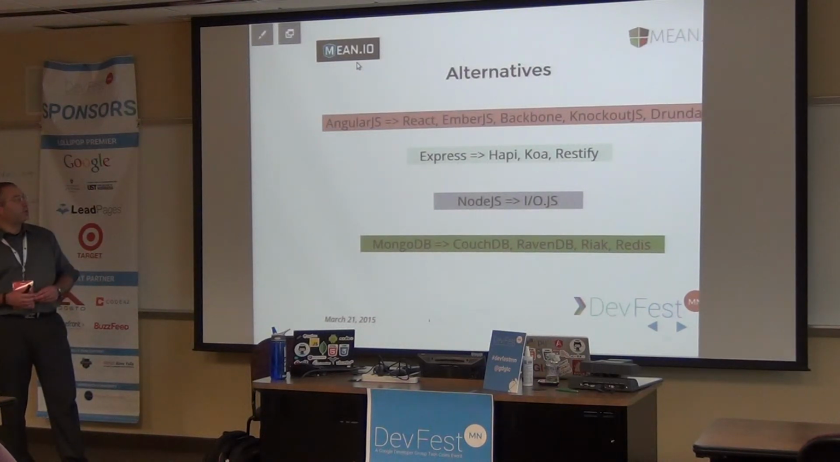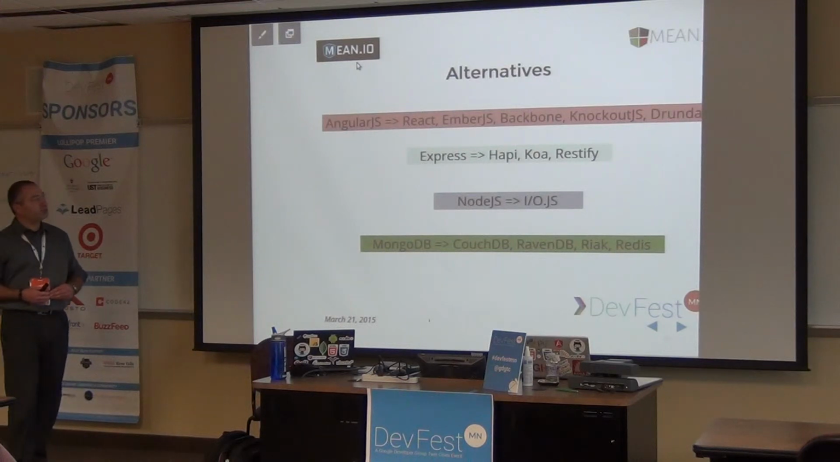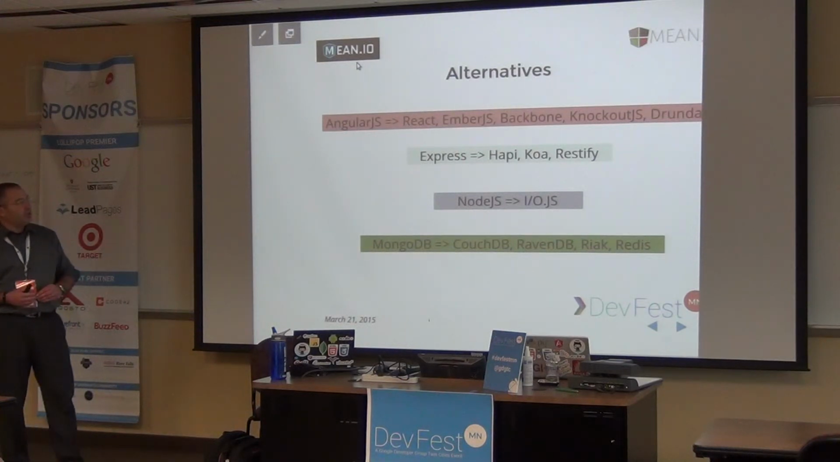So I'm really looking forward to that. You can definitely read about it and do your own research. There are different options for Express: Hapi, which I talked about earlier from Walmart, Koa is another one, and Restify. These are different frameworks that can replace Express.